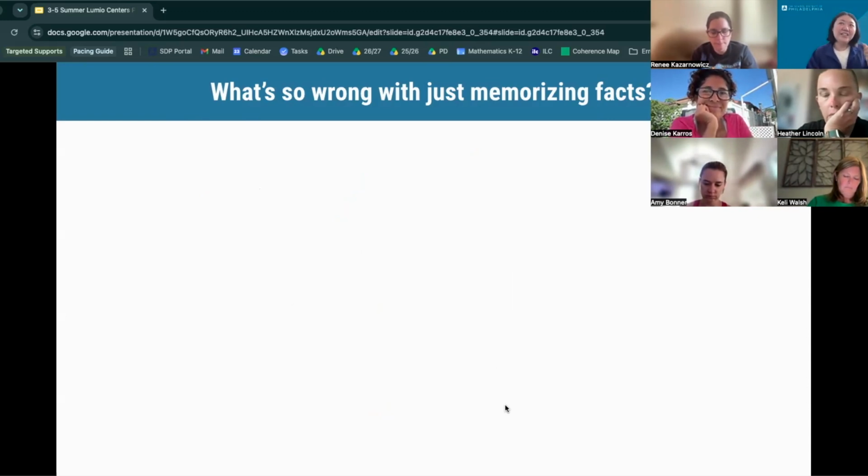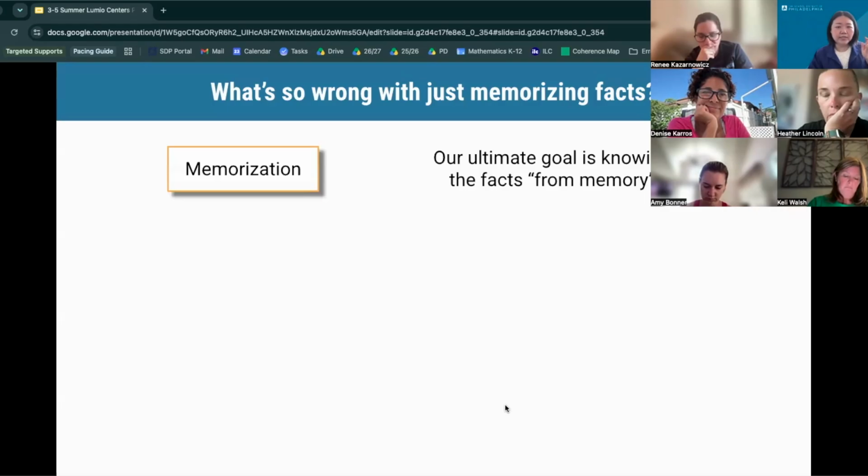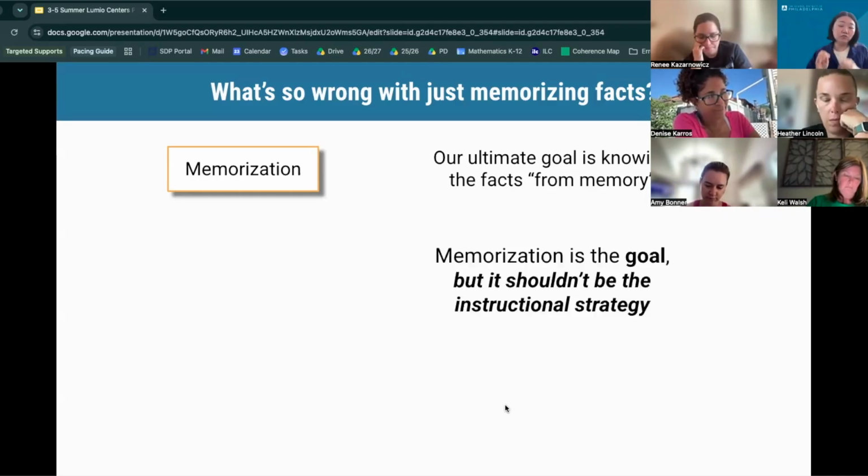So one of the things that really helped me think about this, because when I first learned about fluency development in this way, I thought memorization isn't even a part of this new fluency. But what really helped me is that memorization is not gone from fluency. It's just rethinking what the role of memorization is. So memorization is still the ultimate goal. Many of you put that into the chat. Quick, automatic, we need to know it. That is the ultimate goal. However, what's different is that it's not the strategy. Memorization is the goal, but not the strategy.